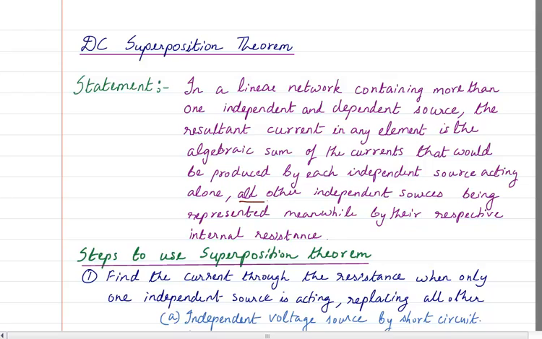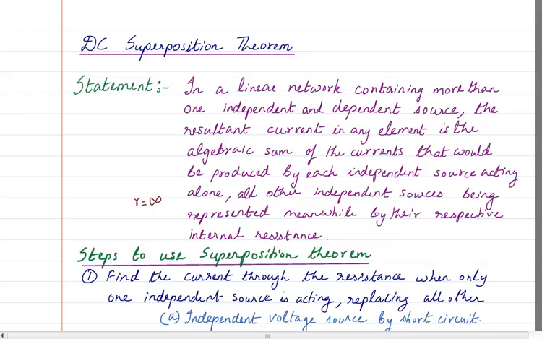What is the statement? All other independent sources being represented meanwhile by their respective internal resistance. That means you make the other independent sources 0. See, a voltage source is always represented by an internal resistance of 0, so it is basically a short circuit. Whereas a current source is always represented by an open circuit because its internal resistance is infinity.